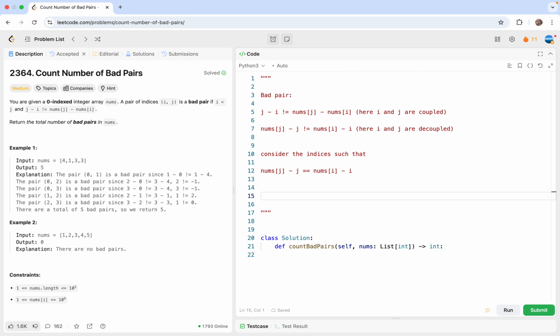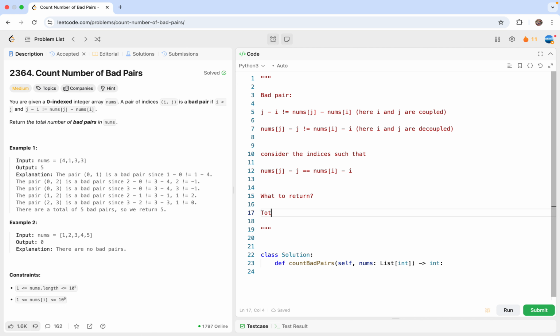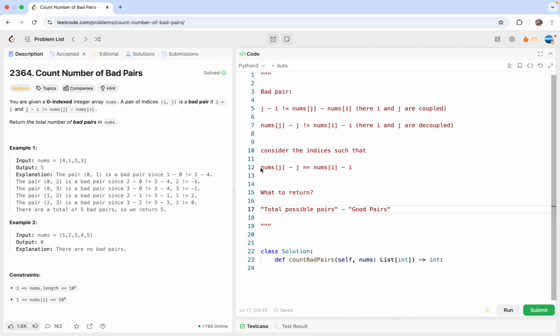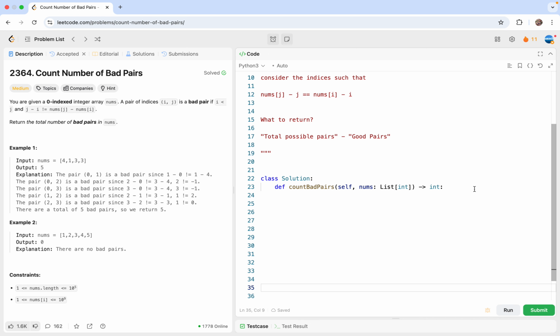Then what we want to return is the total possible pairs minus the good pairs. By good pairs and total possible pairs, I mean the counting. But how do we get those? It's just some simple counting. Let me write the code, and in between we are going to explain the logic.